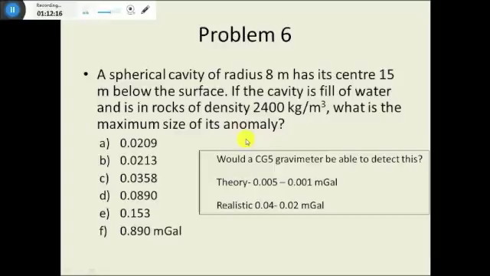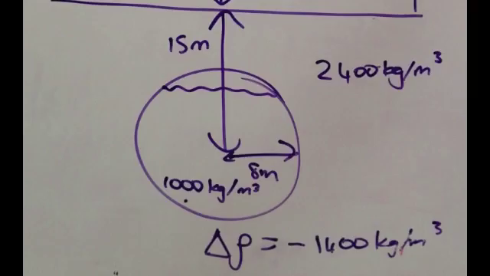over this cavity. And so the easiest thing to do is to draw an image first of what they're actually asking you. So we have the Earth's surface, we have a cavity, it's got a radius of 8 meters, at a depth of 15 meters below the surface. It says it's full of water. We said water had a density of 1 gram per centimeter cubed, or 1,000 kilograms per meter cubed. And it's surrounded by rocks with a density of 2,400.